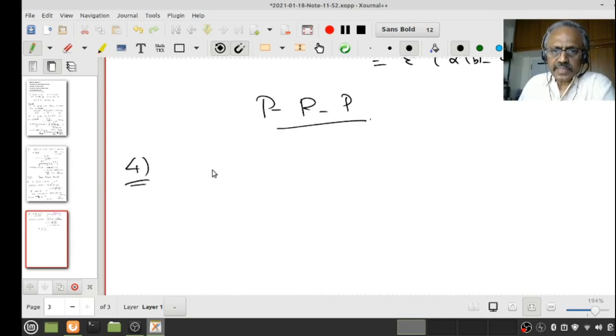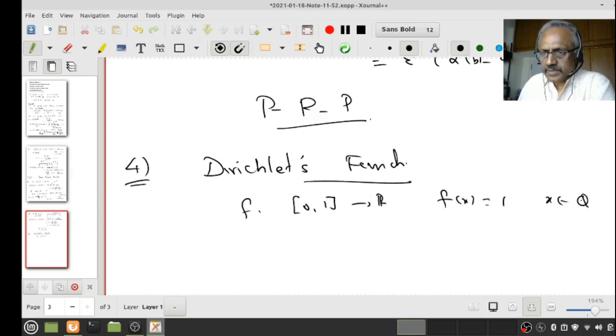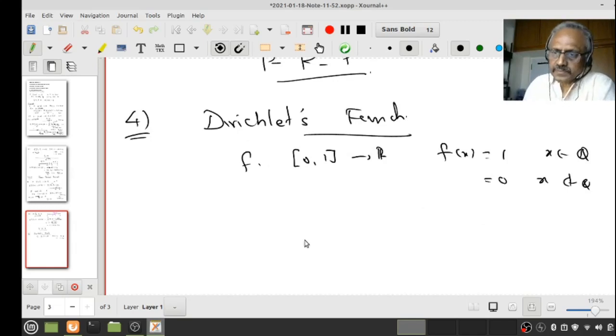Now let's look at the standard example, Dirichlet's function. What is Dirichlet's function? f is from [0,1] to R, so that f(x) equals 1 if x is in Q and in the domain, and equals 0 if x is not in Q. Now I am sure that all of you will remember what L(f,P,alpha) is.